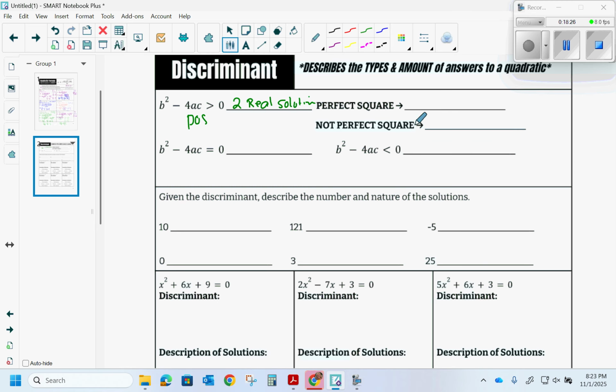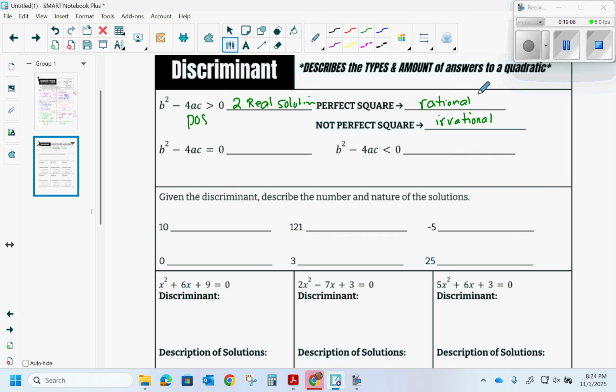If that answer is a perfect square, then they're rational. And if you remember what rational means, it means you can write it as a over b. And if it's not a perfect square, it's irrational. It could be a radical. It tends to be a radical often. But remember, a rational can be written as a over b, as a fraction or an integer, or a number that has a decimal with a repeating pattern or terminates.